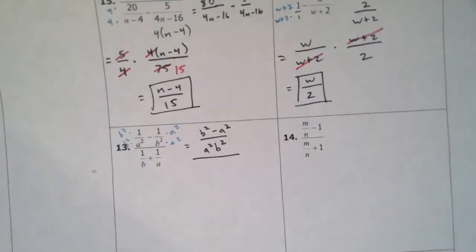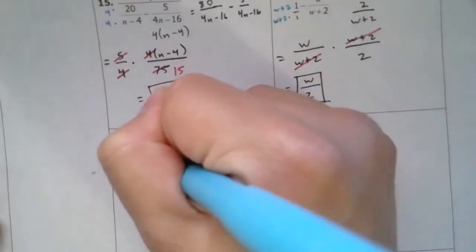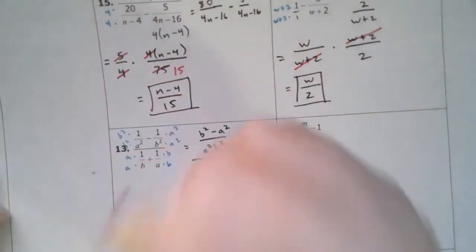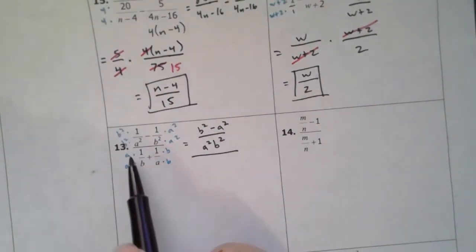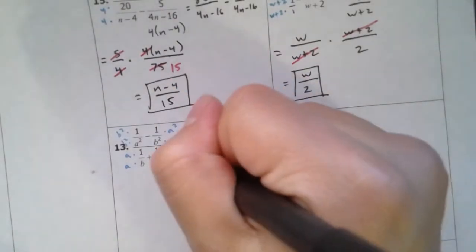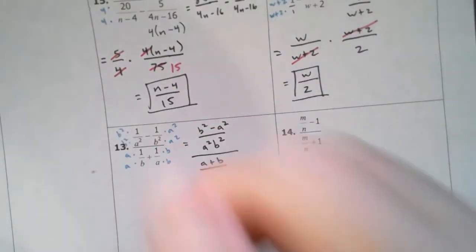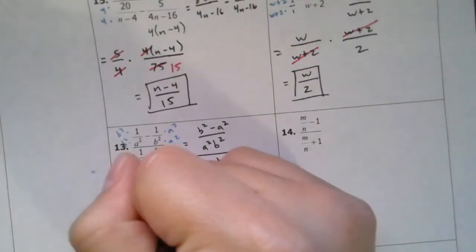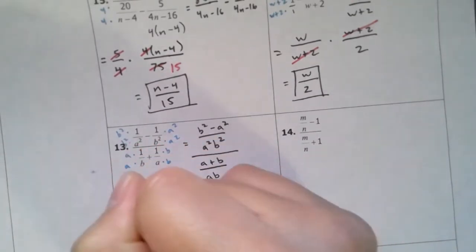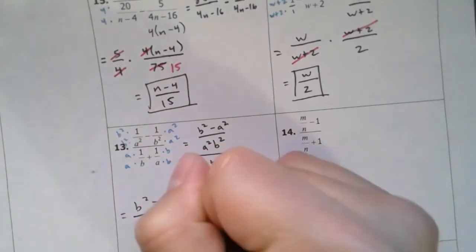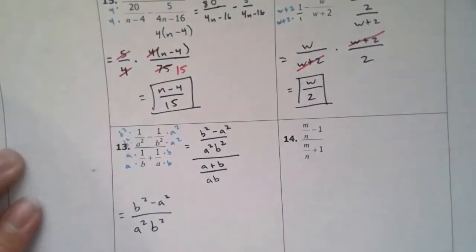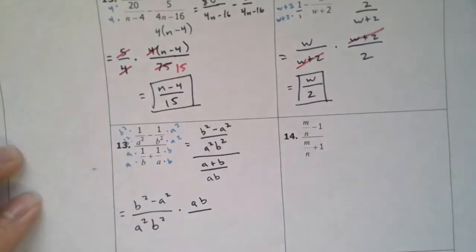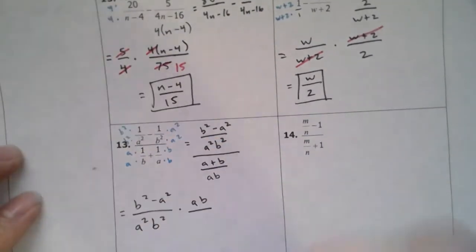now I have to multiply here to combine these. I will multiply the one on the right by b, and the one on the left by a. So I get a plus b over ab. Now I can take the reciprocal, so b squared minus a squared over a squared b squared times ab over a plus b.